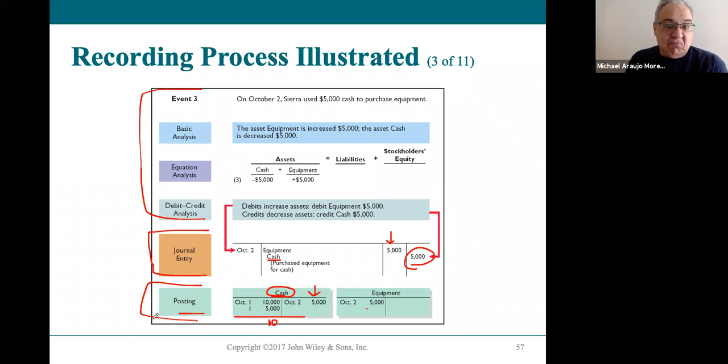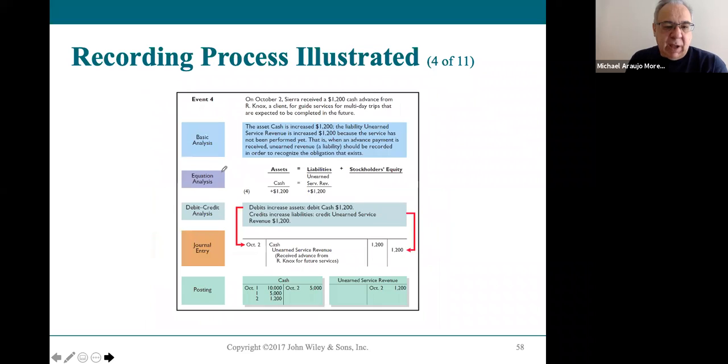That's it. It's pretty simple. Here's the 4th event where we had someone give us a cash advance. We did lots of analysis here, and then we put it in the journal. The journal entry here would show a debit to cash of $1,200 and a credit to unearned service revenue of $1,200. Okay, so again, this is the journal entry.